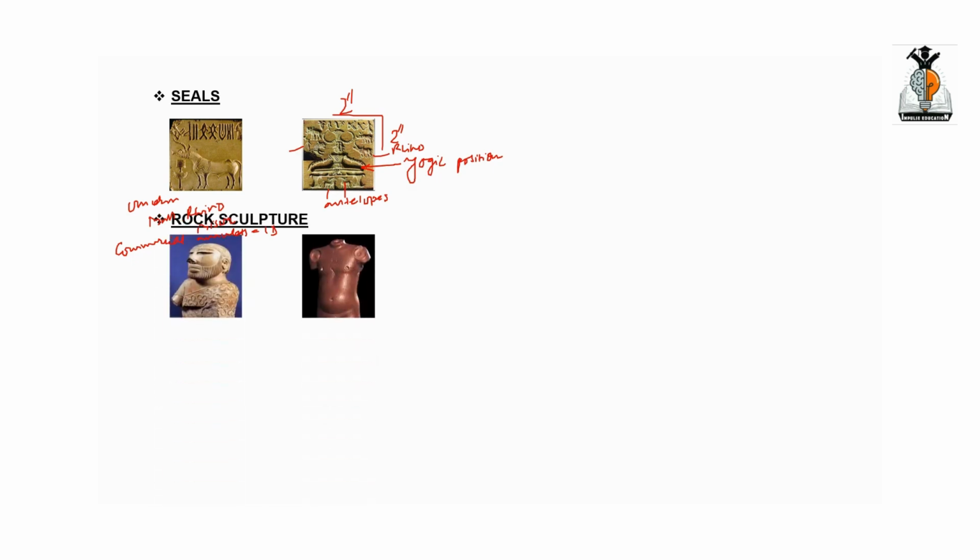Next, let us see about the rock sculpture of Indus Valley civilization. The sculptures were found at Mohenjo-daro and Harappa. In rock sculpture, there are two male figures, one is a torso in red sandstone and the other is a bearded man, which is extensively discussed. The figure of the bearded man, interpreted as a priest, is draped in a shawl coming under the right arm and covering the left shoulder.